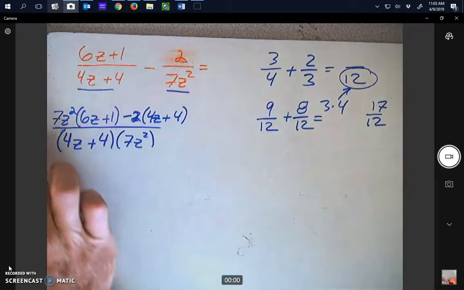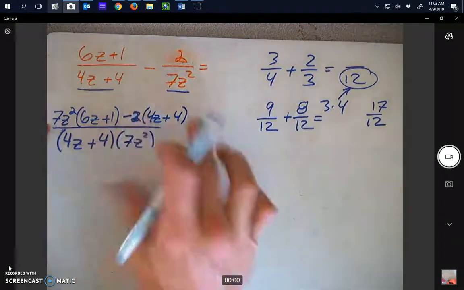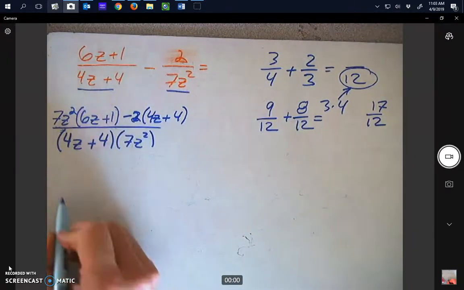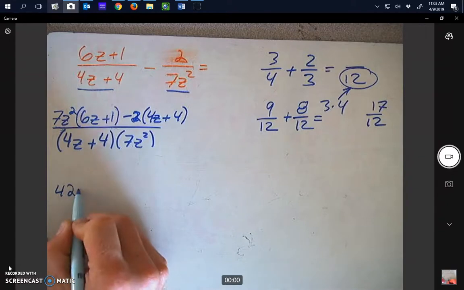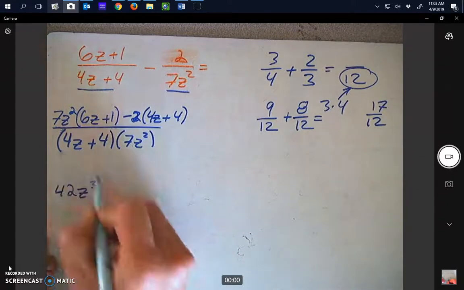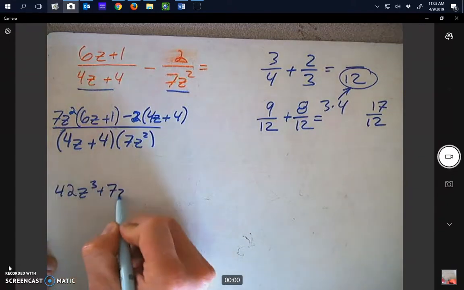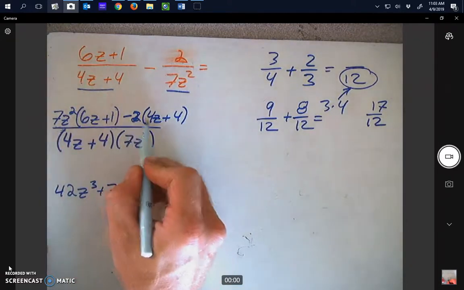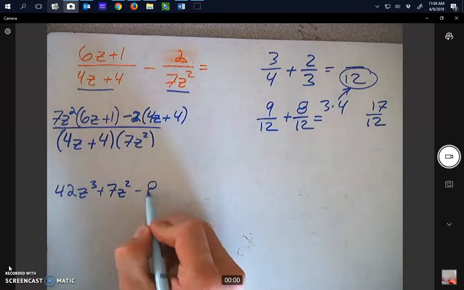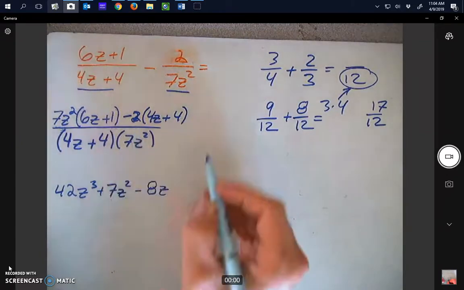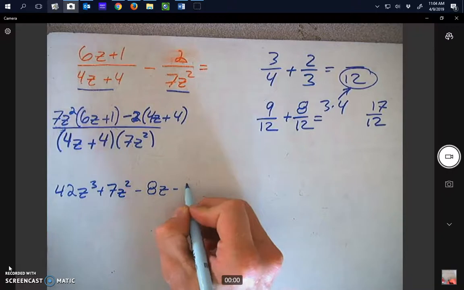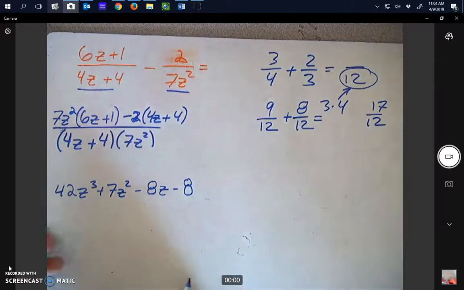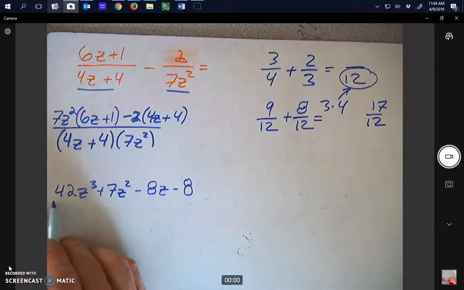All right, now we just have to distribute our 7z squared and our 2. So 7z squared times 6z is 42z cubed plus 7z squared. That's that. And then we're going to do negative 2 times 4z is negative 8z. Negative 2 times 4 is negative 8. We have no like terms to add, so that is done.